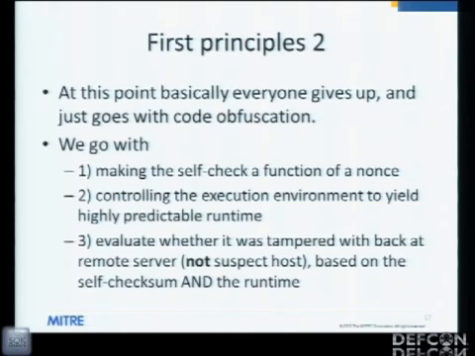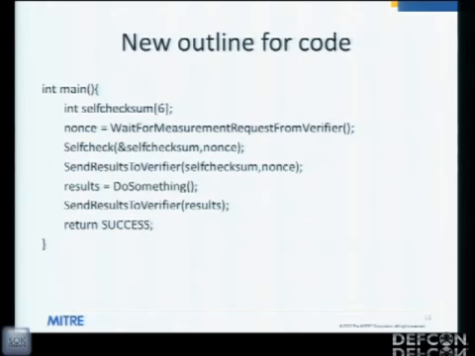So we incorporate this trusted server that we assume is not compromised. It's going to get the results of that checksum, based on the nonce, sent back to it from the client, and then in a secure environment that we assume is not compromised, take the results of that self-checksum to make a determination about whether or not it thinks the software has been tampered with on the client side.